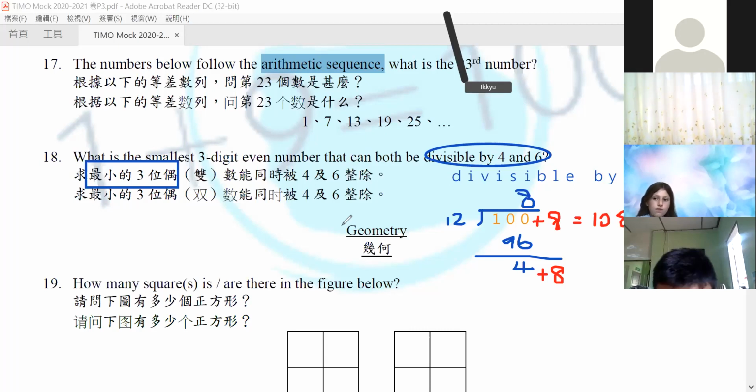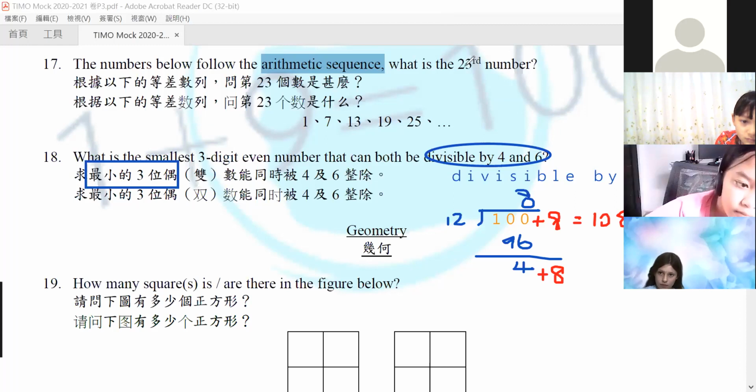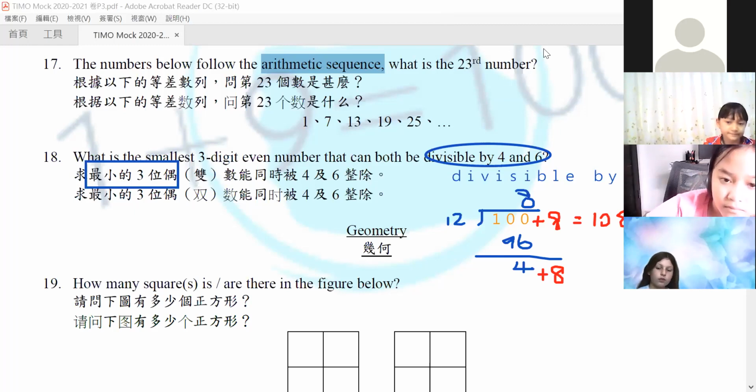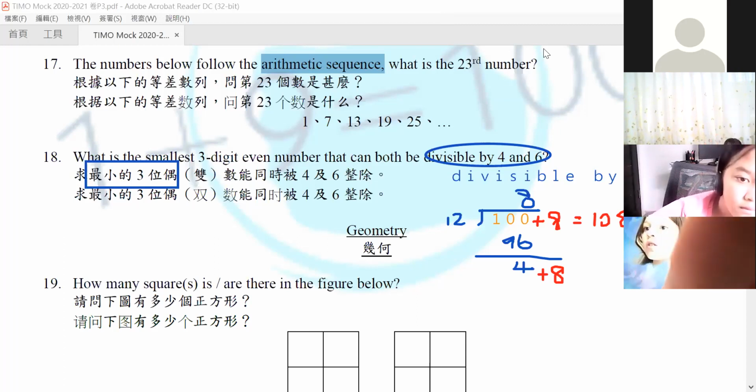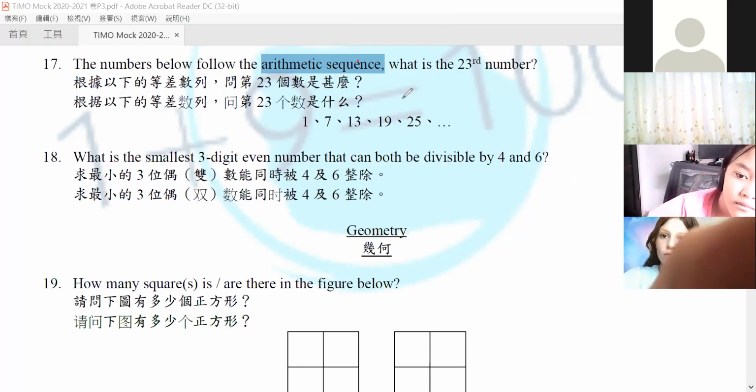So now, are there any questions? No question, teacher. Are there any questions? No question, teacher. Number 17. Teacher, I don't have any question. Okay, thank you. If you do not have questions, very good. We will soon start our next question. But now let us talk about question 17 first.